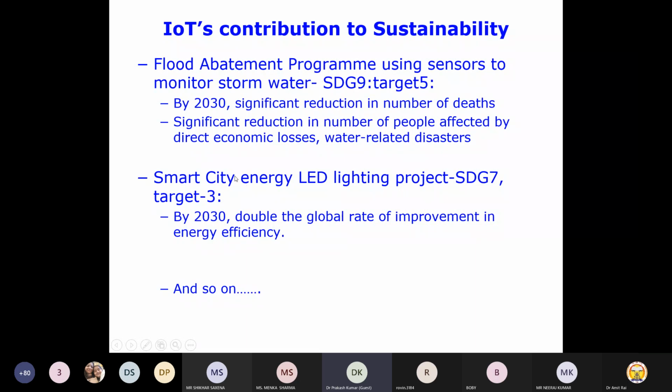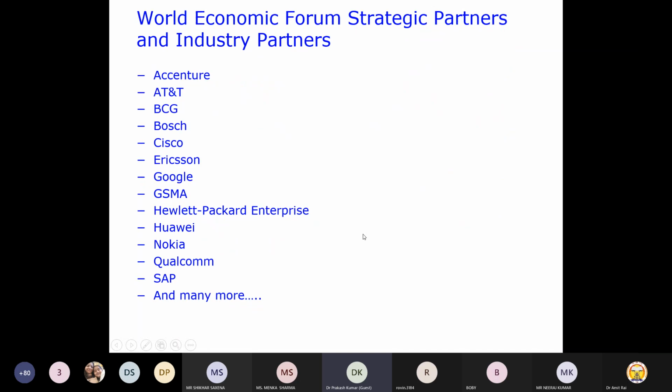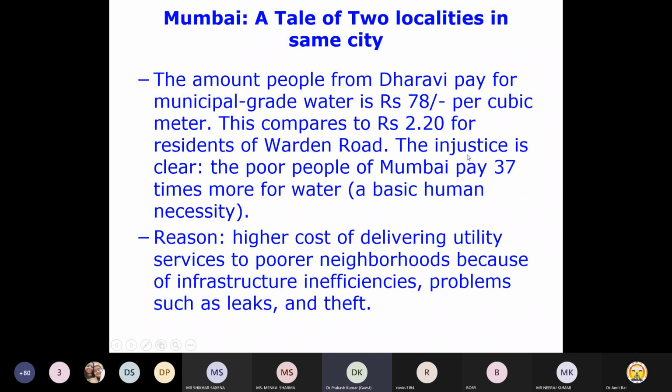We need to work. Similarly, smart city energy, LED lights are implemented. What is the effect? What is the target? SDG 7, target 3. By 2030, double the global rate of improvement in energy efficiency, and so on. So like these, the projects have been picked up, and many people are also doing innovations, thinking of creative solutions for these things. And of course, for the World Economic Forum, these are the strategic partners you can imagine: Accenture, AT&T, Cisco, Google, Ericsson, and so on. Many more organizations are there. So of course, the technology trend will move in that way.